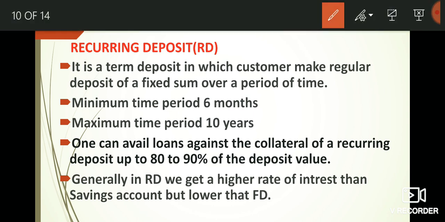Then we proceed towards the recurring deposit. It is a type of term deposit in which the customer makes a regular deposit of a fixed sum over a period of time. Generally, in RD, we get a higher rate of interest than the savings account, but lower than the fixed deposit. Minimum time period is 6 months and maximum is 10 years. One can avail loans against the collateral of a recurring deposit up to 80 to 90% of the deposit value. That means if we have deposited 100 rupees in RD, then you can get 80 to 90 rupees against that deposit.